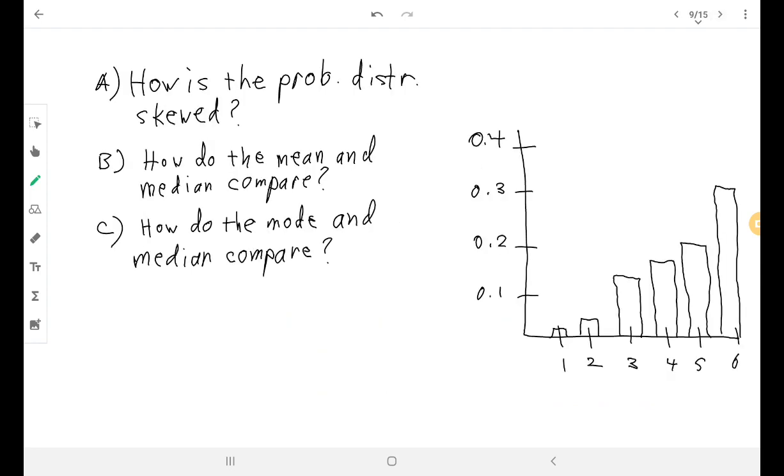This is the final problem for this section. All right, let's talk about a probability distribution graph and how it's skewed, how we compare things to the median, all that. Okay, so it kind of looks like that. Let me draw it even better. Looks like that, right? So the question is, first, how is this skewed?